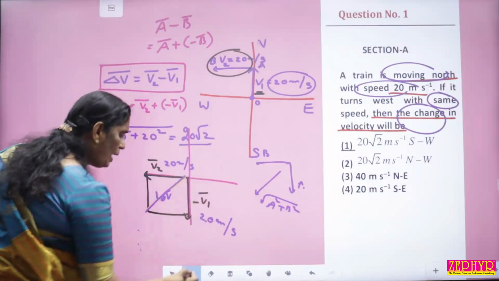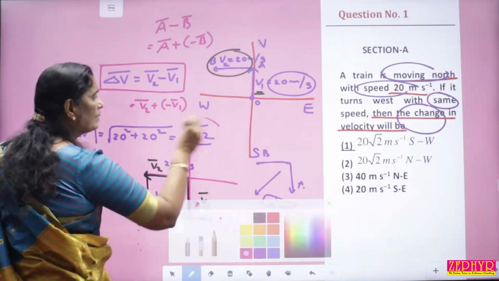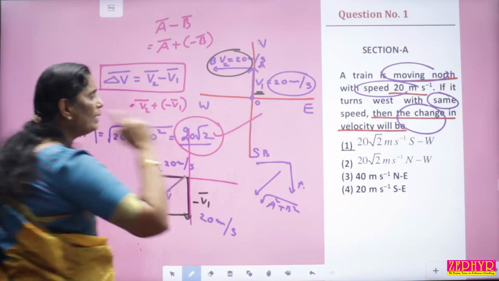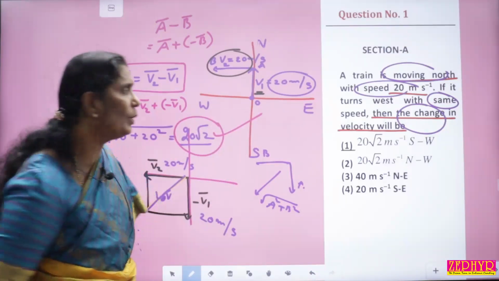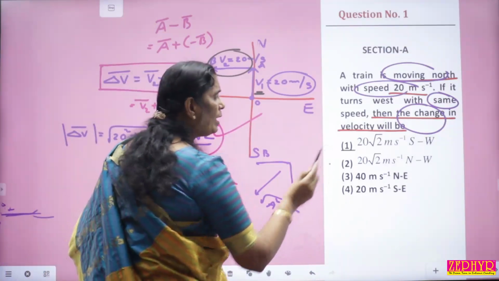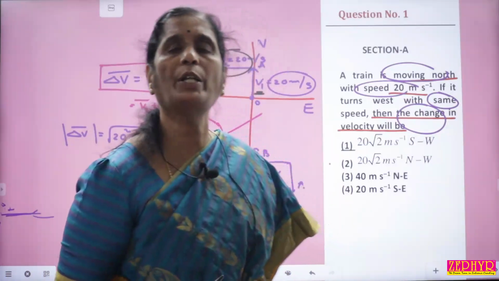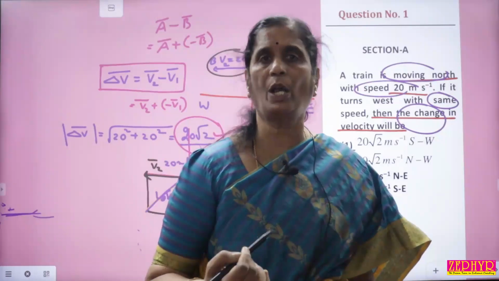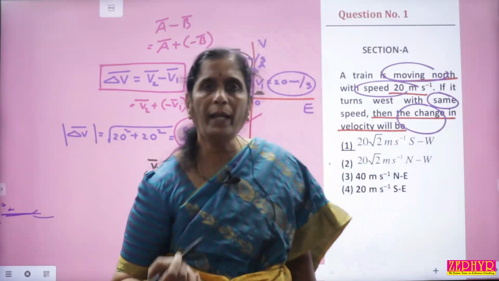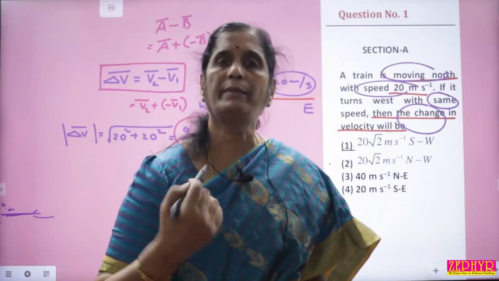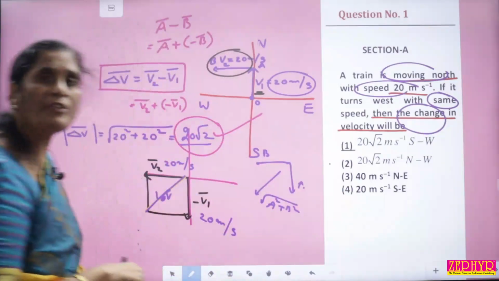So the change in velocity, I think this will be the answer. The change in velocity magnitude will be 20 root 2. So the magnitude is 20 root 2. After that, what do you have to do? We want to know the direction also. Direction means the angle made by the resultant with the first vector.